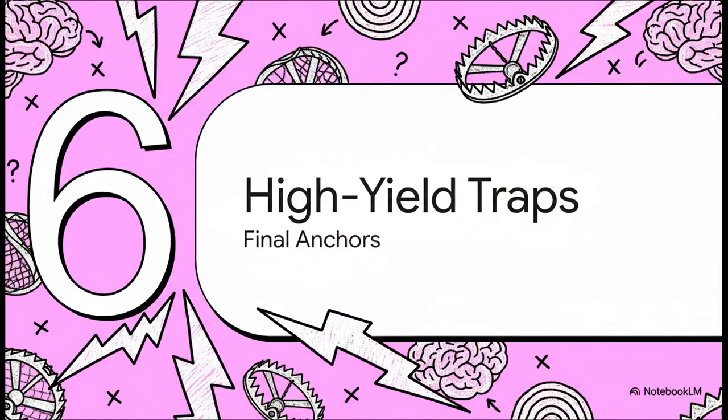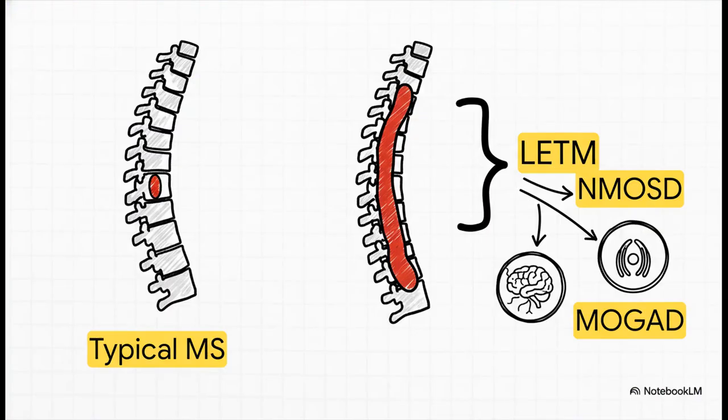Awesome! You guys are doing great. Now, to make sure all of this sticks, let's do a quick lightning round of the most common exam traps and lock in those final anchor points. Trap number 1. You see LETM, that long lesion spanning 3 or more segments, on an MRI report. Your brain should immediately pivot away from MS and start thinking NMOSD or MOGAD.